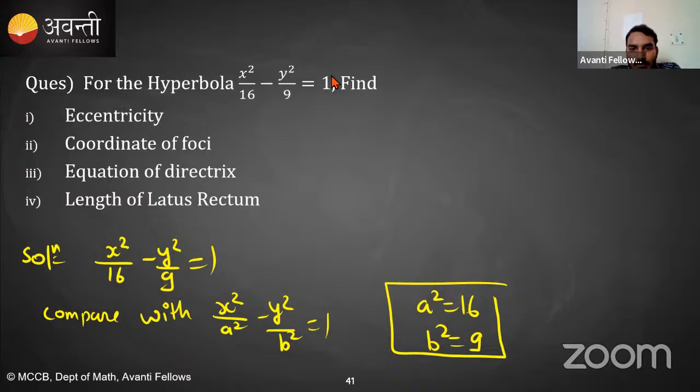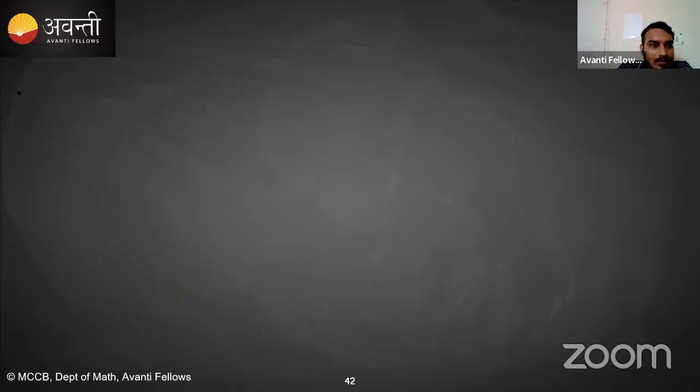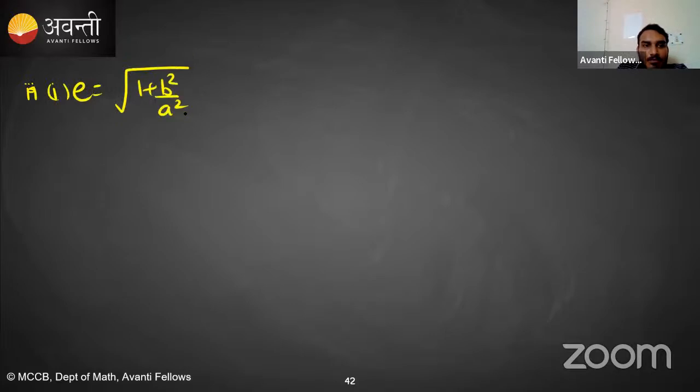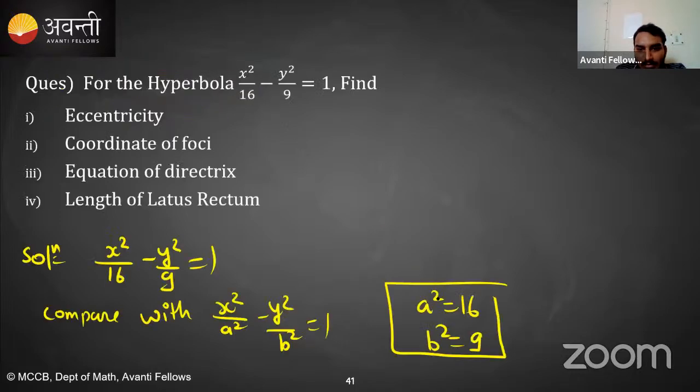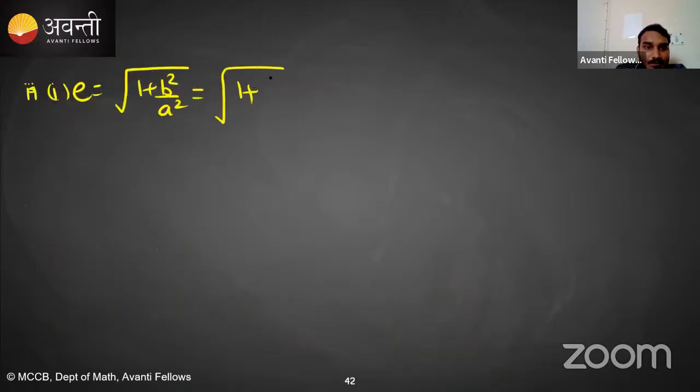Yes. Very good. So now if I ask you what is the eccentricity? The eccentricity is under root of 1 plus b square upon a square. What is that? Under root of 1 plus 9 by 16, that is under root of 25 by 16, which means 5 by 4.